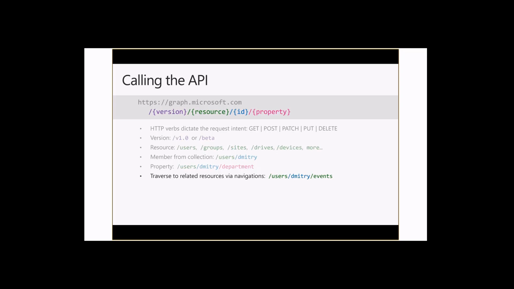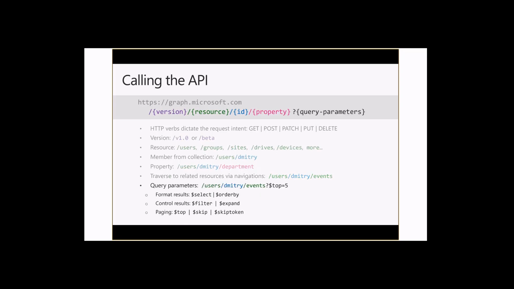So for example, from a user, I can navigate to the user's files, or to the user's calendar, or to the user's email, or the devices that belong to this particular member of the collection that we are addressing. And finally, there's a set of query parameters that you can use in order to modify the response that you're getting back, whether it is selection or ordering or filtering, or doing paging with things like top and skip.